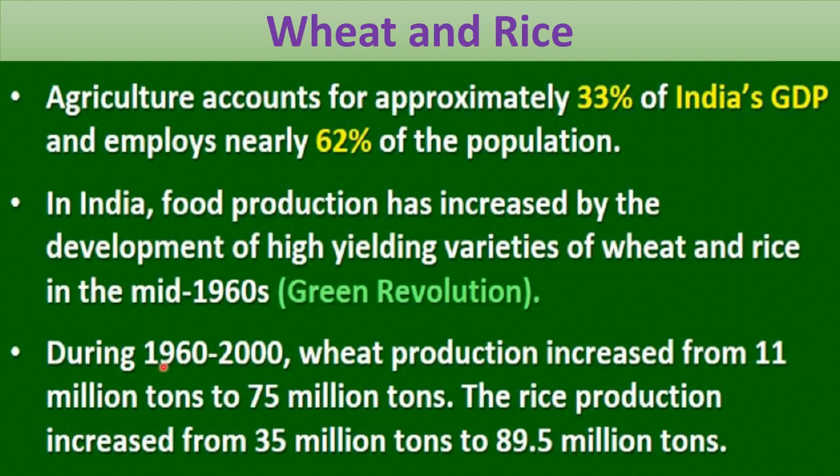During 1960 to 2000, wheat production increased from 11 million tons to 75 million tons. So you can see the increase in the production of wheat. And the rice production increased from 35 million tons to 89.5 million tons. So you can see here how the Green Revolution came due to these new varieties of wheat and rice.